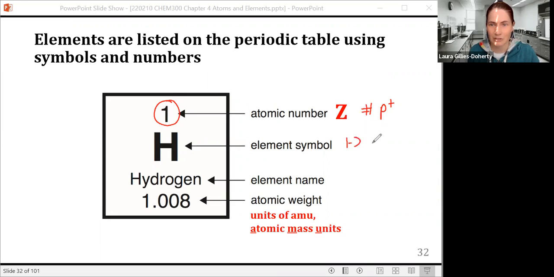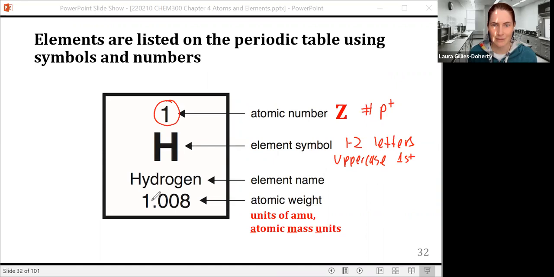This is going to be 1 to 2 letters. And you do uppercase for the first letter. If it's a 2-letter symbol, then make sure your second letter is lowercase. It can get very confusing if you accidentally use uppercase for both letters in a symbol, because it can make it look like it's 2 different elements. So the first letter of the element symbol is always uppercase. And then if it's a 2-letter symbol, the second letter is always lowercase.